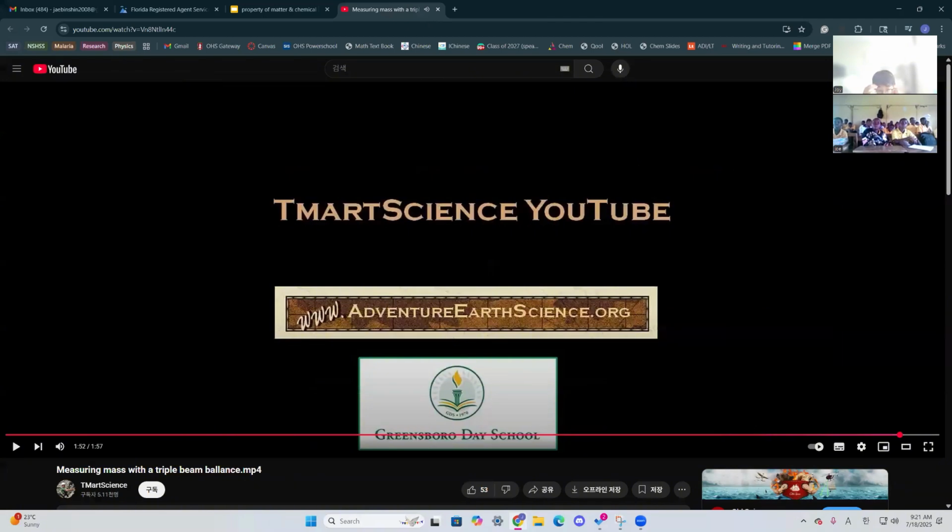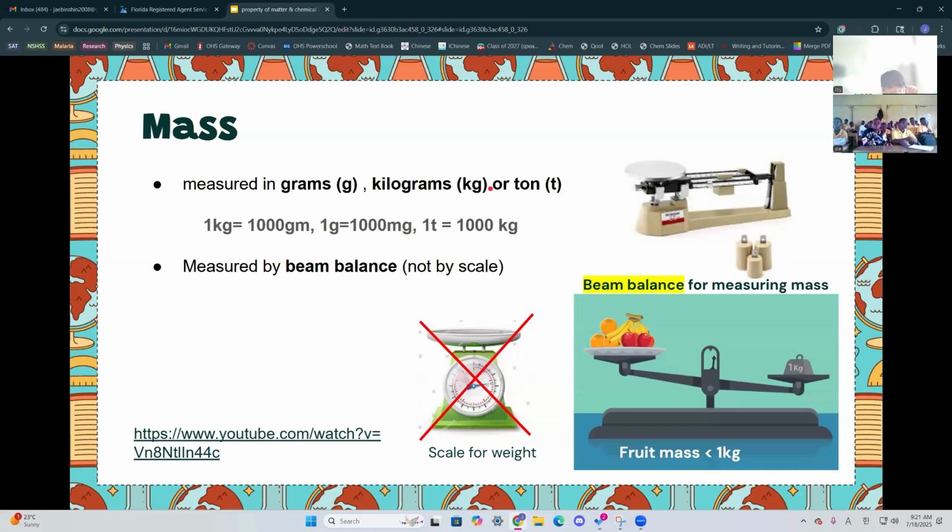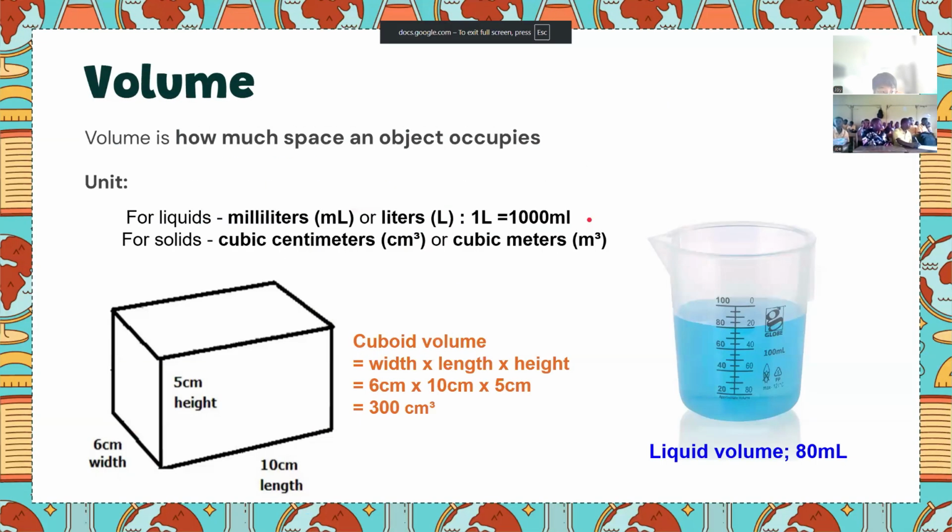That was how you would use the beam balance to measure mass. And always remember, a scale is for weight, and it is not for measuring mass. Now let's move on to volume. Volume is how much space an object has. For liquids, volume is measured in milliliters or liters. 1 liter is 1,000 milliliters. And for solids, it is measured in cubic centimeters or cubic meters.